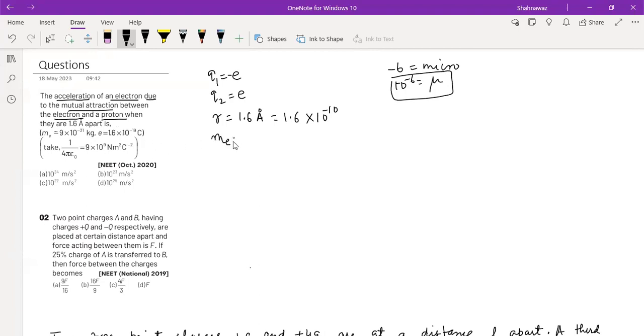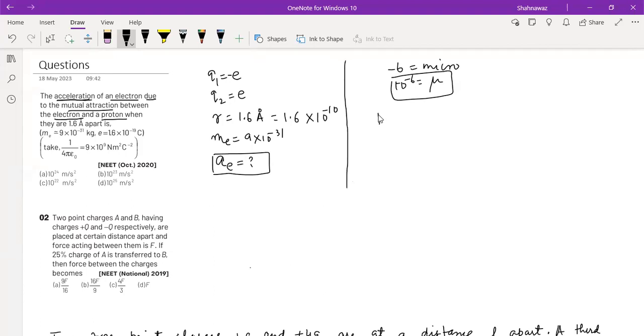The mass of electron is given, 9 into 10 to the power -31. In this question, they are asking about the acceleration of the electron, right? So what do we know? We know Coulomb's law.